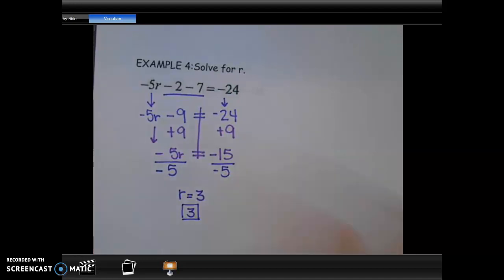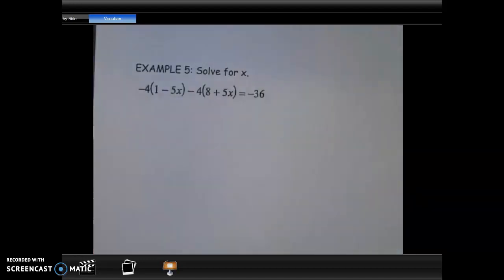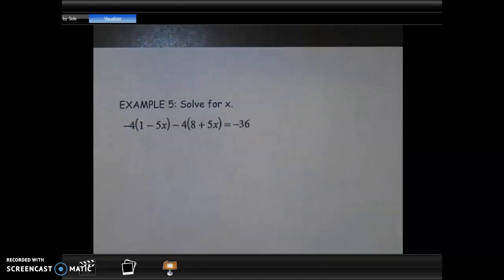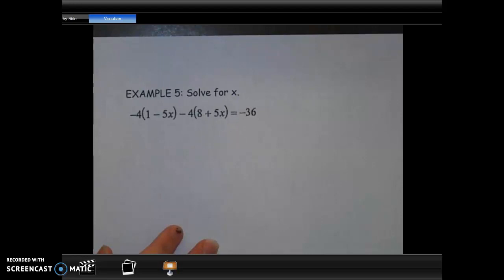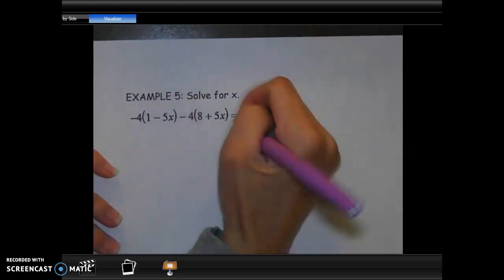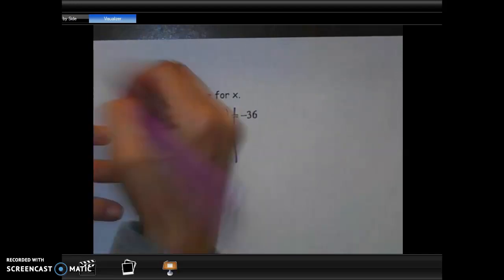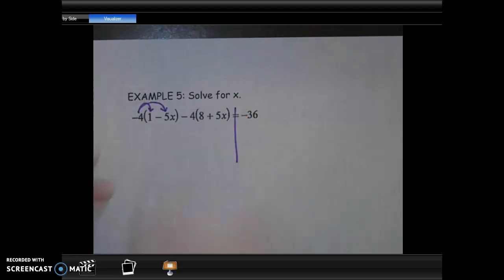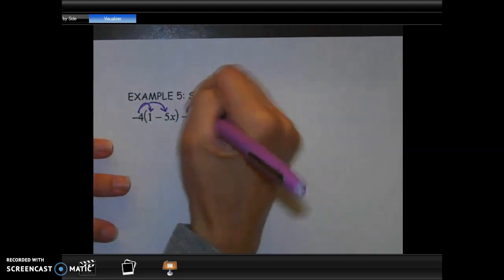Okay, moving on. All right, you know what? I'm going to make this our last example. We're not going to do 6, we're just going to do 5. This one looks more complicated, but you just have to remember to take it step by step, okay? So we're going to solve for x. And I know this looks like a lot because we have 2 sets of parentheses, but it's okay. All that means is we're just going to have to distribute twice. We're going to distribute this -4 into this parentheses, and this -4 into this parentheses.